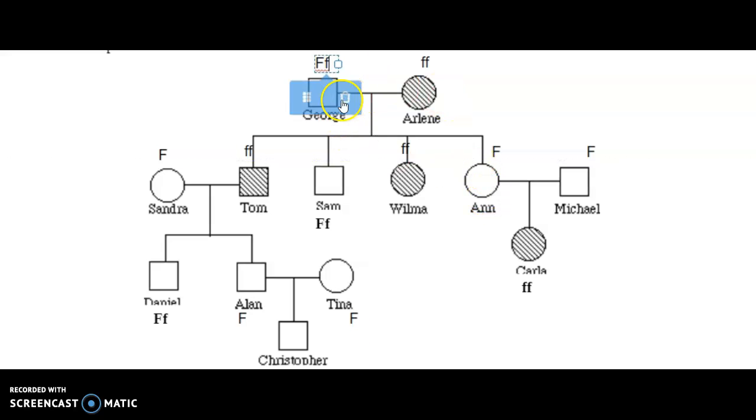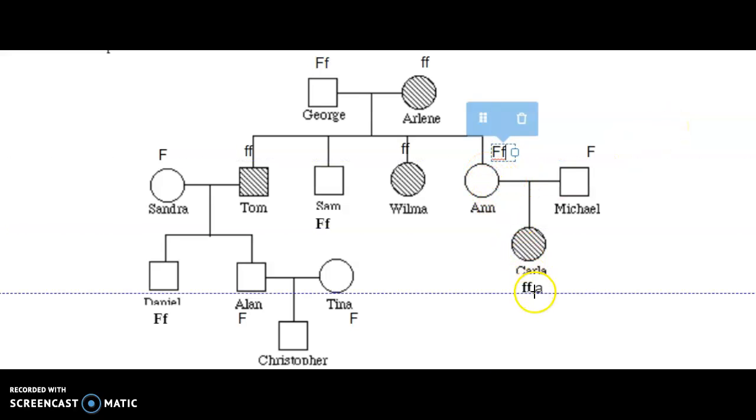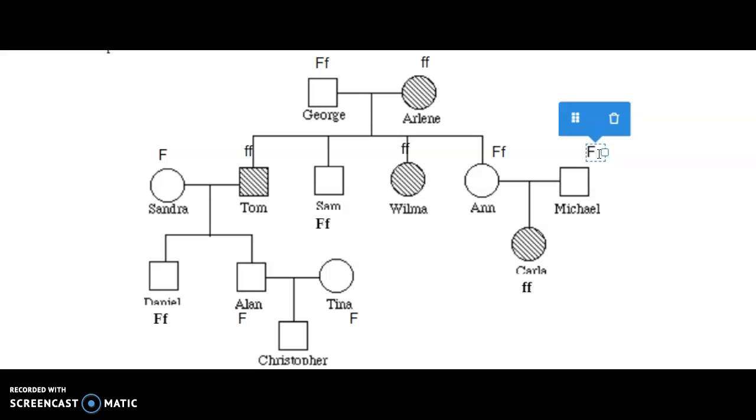And Anna here came from these parents. Dad would have to give the big F because mom doesn't have a big F to give. So mom could only give a little f. So Ann has to be big F, little f. Okay, so if she's big F, little f, they have Carla, who has the recessive trait, little f, little f. So if she is little f, mom gave one of those little f's, so dad would have had to also have a little f to give her. So he would have to be big F, little f as well.